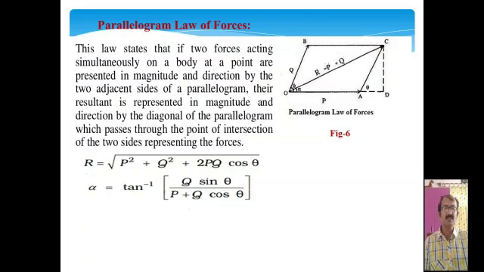From this equation, R can be represented as root over P square plus Q square plus 2PQ cos theta, and alpha is the angle between the resultant and the force P, which is tan inverse of Q sin theta divided by P plus Q cos theta. Now, the triangle law of forces.